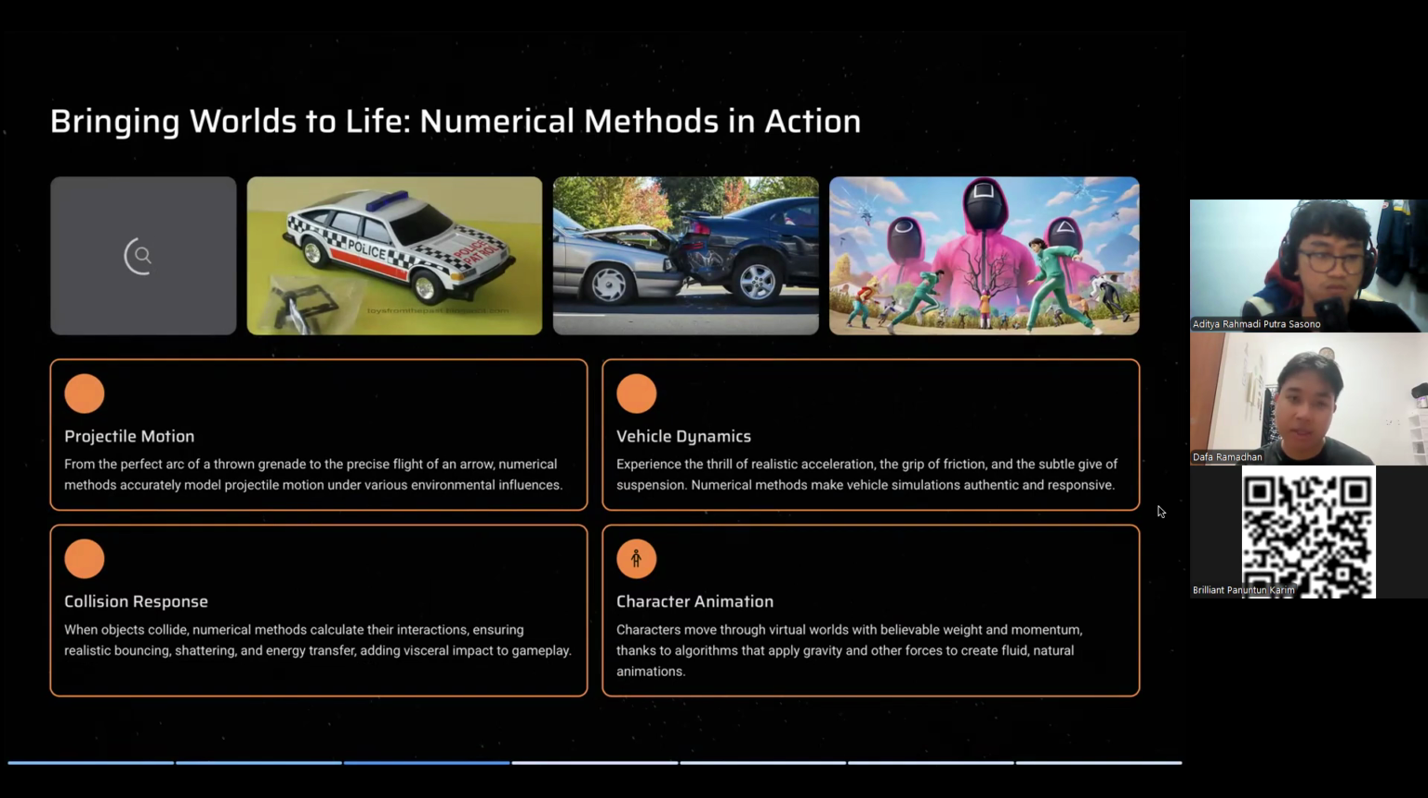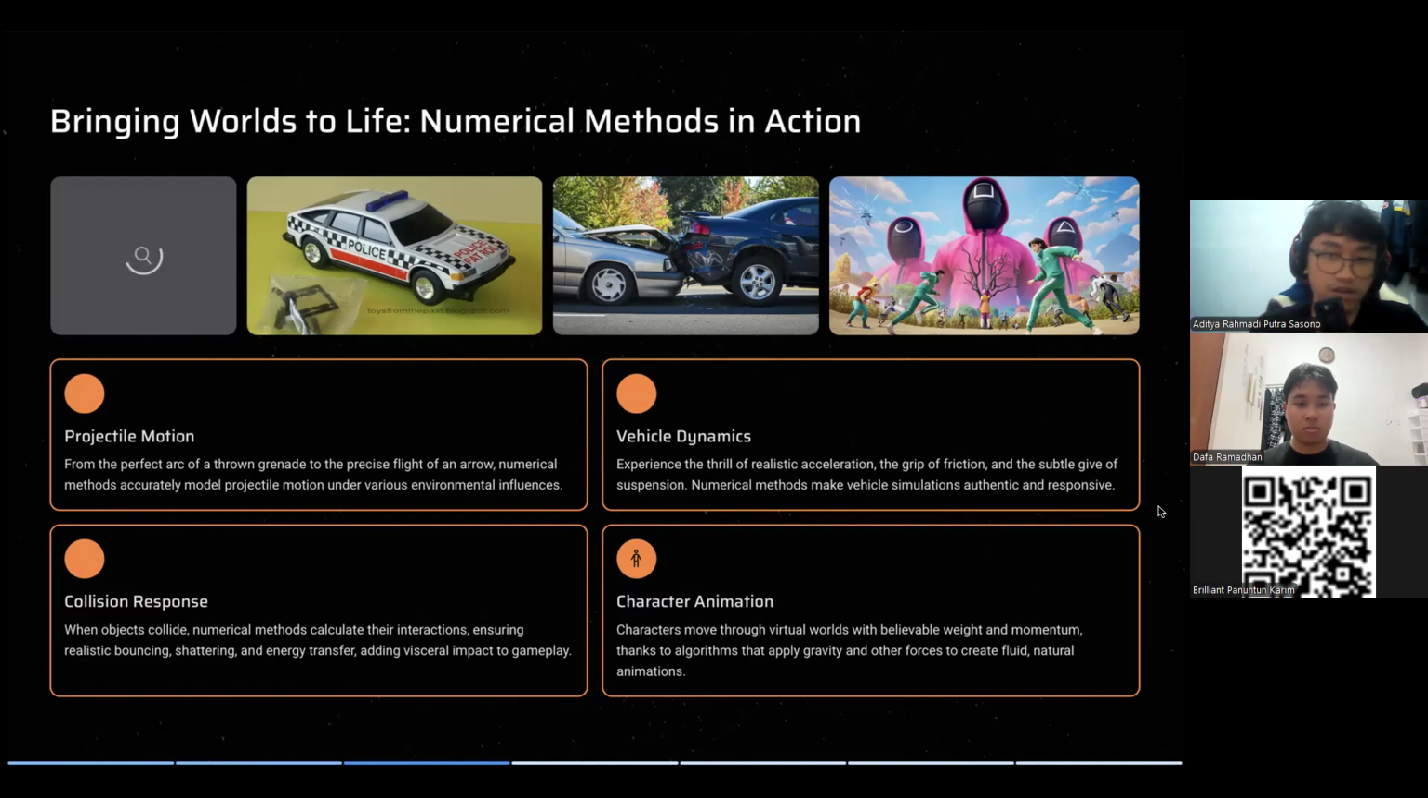So, bringing worlds to life: numerical methods in action. There are a few examples, the first of which is projectile motion. From the perfect arc of a thrown grenade to the precise flight of an arrow, numerical methods accurately model these projectile motions under various environmental influences.